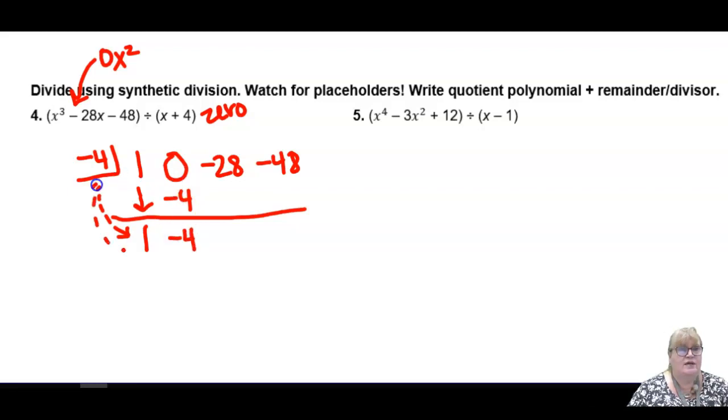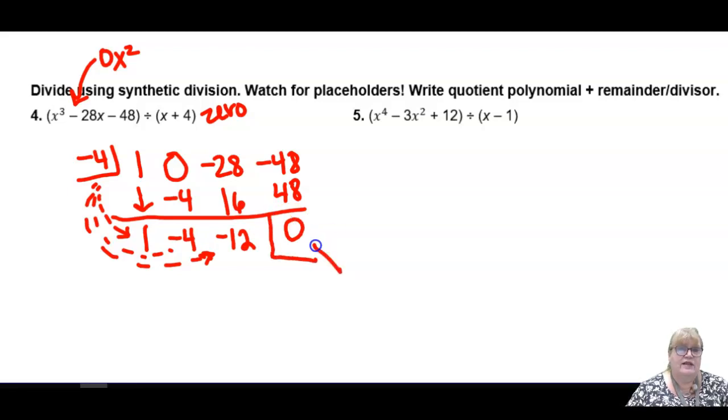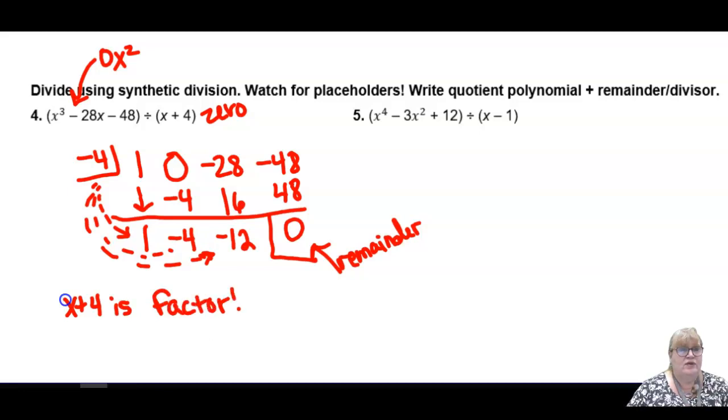Multiply again is positive 16. Add, watch your signs. This is negative 12. Multiply again by this negative 4, and you get positive 48. So we have a 0 here. This last one is always your remainder. And because this remainder is 0, it means x plus 4 is a factor. It came out evenly. It had no remainder.